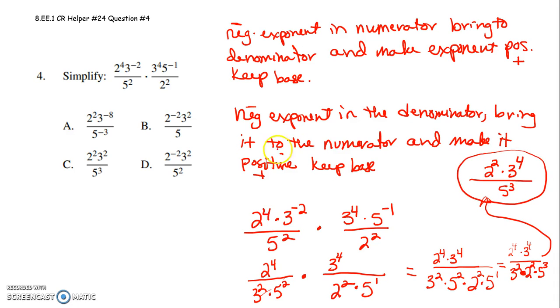Whew, so that's that simplified. So let's find that. 2 to the 2nd. What did I do wrong? Because 4 minus 2 is 2. 3 to the 4th over 3 to the 2nd becomes 3 to the 4 minus 2, or 2. So that's why it's letter C.